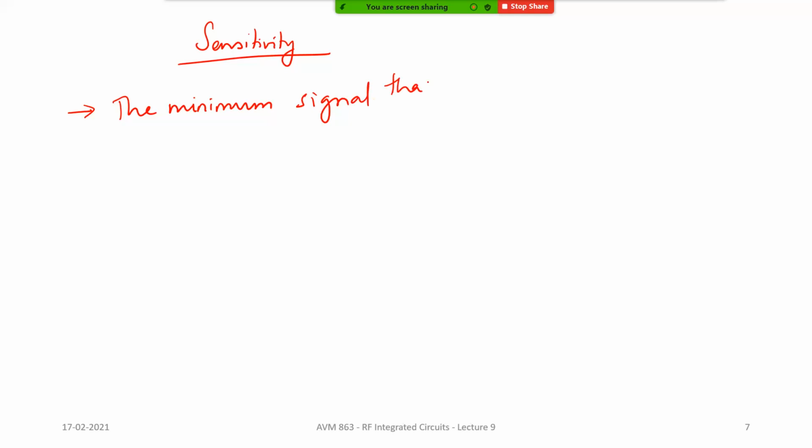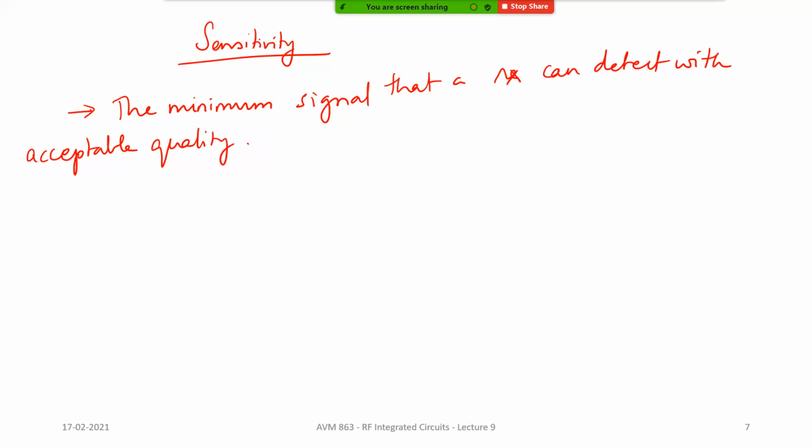that a receiver can detect with acceptable quality. That is to say, what is the minimum signal that should be at the input of your receiver so that your communication is successful? That is, you are able to communicate with an acceptable BER, bit error rate, right? That is, you can say that the communication is a success, right?